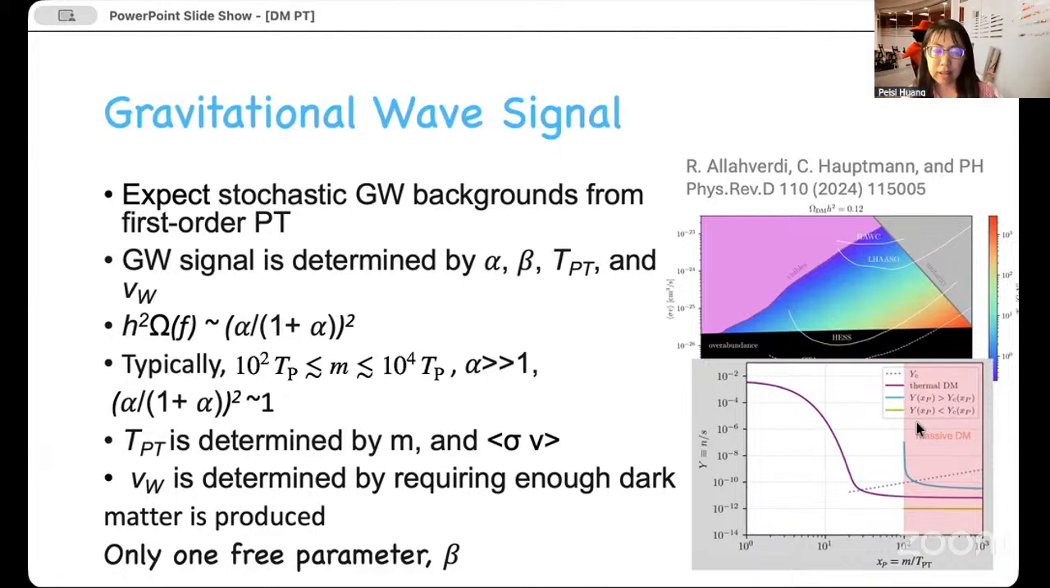So that sets a lower bound of the penetration rate, and that in turn sets a lower bound of the wall velocity. So then this wall velocity, the minimum wall velocity, is determined by requiring enough dark matter is produced in the true vacuum. That leaves us with only one free parameter, this beta parameter here, the inverse duration of the phase transition.